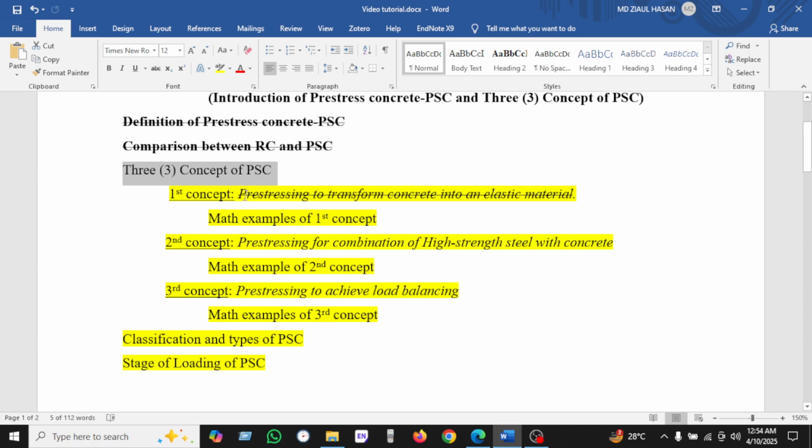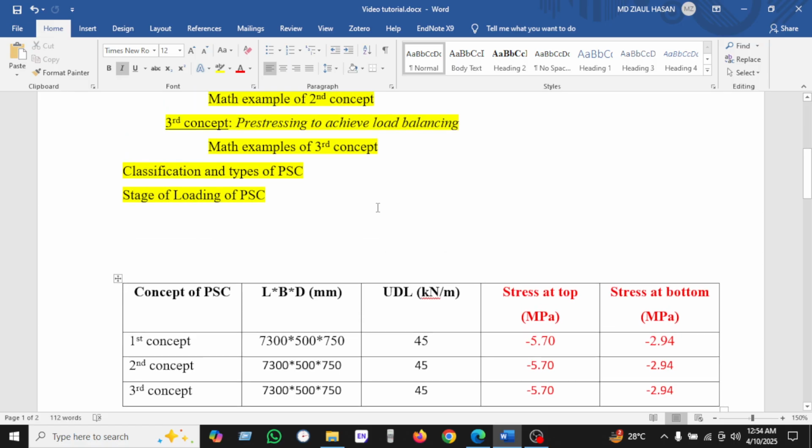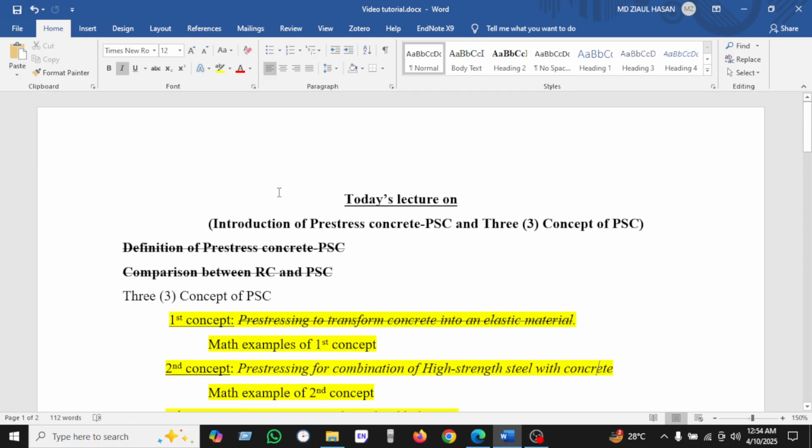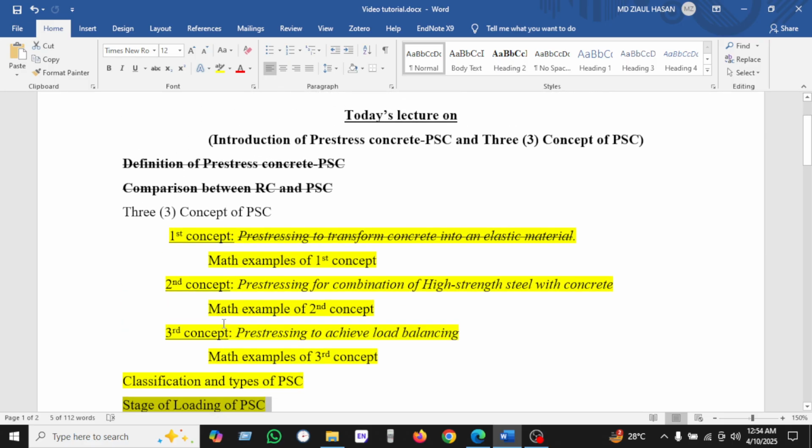What is the first concept? The first concept is prestressing transformation into elastic material. What is the second concept? Prestressing combines high-strength steel with concrete. And what is the third concept? Prestressing achieves load balance. So all are the same, everything is the same concept. Then there is the classification of prestressed concrete and the stages of loading.